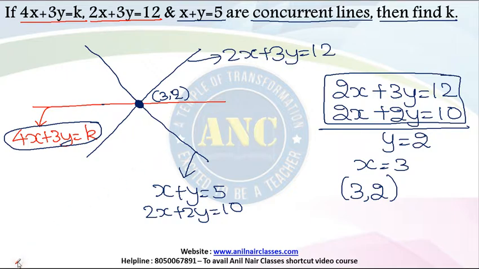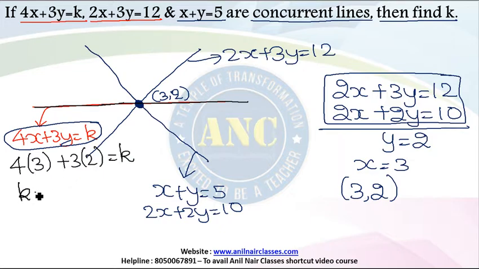That means there is a point called 3, 2 on this particular line, 4x plus 3y is equal to k. That means 3, 2 should be satisfying this equation. Substitute 3 in place of x and 2 in place of y. So this is nothing but giving you the k value. 12 plus 6 is nothing but 18. So the k value should be 18.